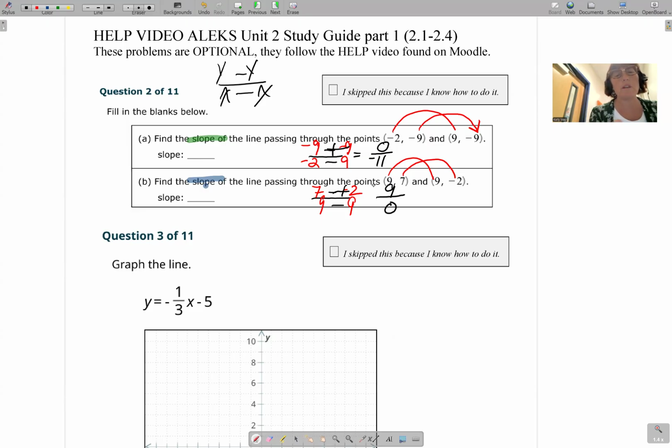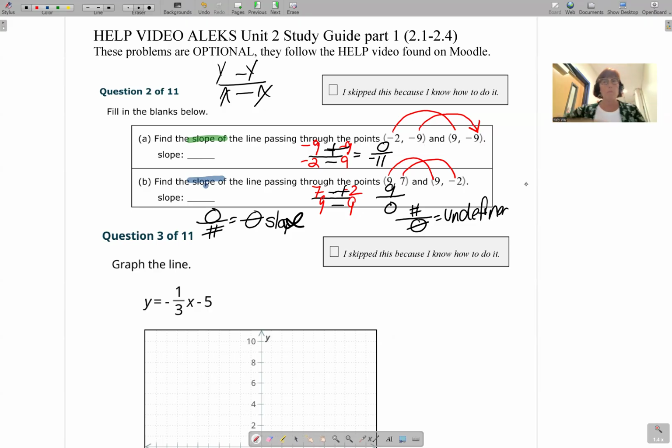You need to remember this, is that anytime you have a 0 over a number, any number, that is called zero slope. And anytime you have a number over 0, that is undefined. And remember, zero slope is horizontal, zero slope, and undefined is vertical. Undefined, that's a U in ASL.